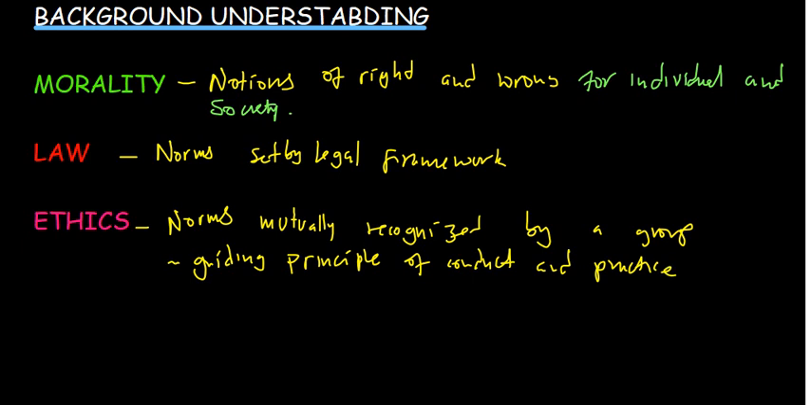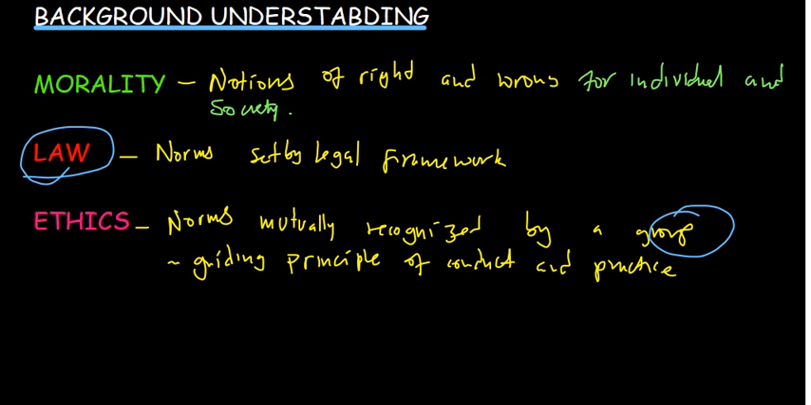For example, when you have a religious grouping, here you have a group of religious people. They are going to set some ethics for themselves as a guiding principle of conduct and practice. You cannot do this even if it is not in the law, but as a certain group, they can set up some things for them to do.